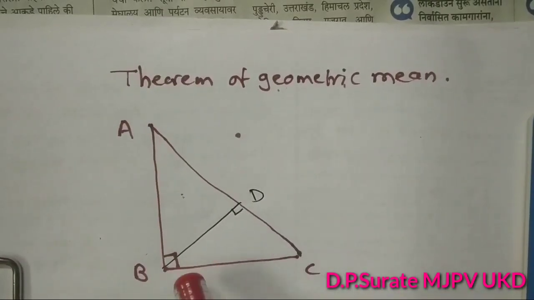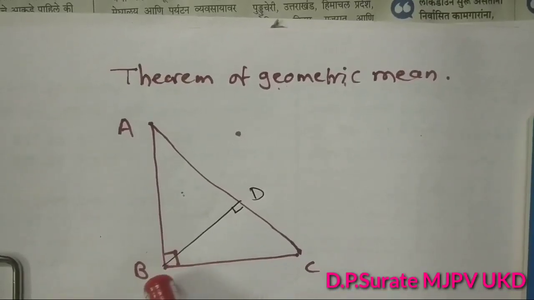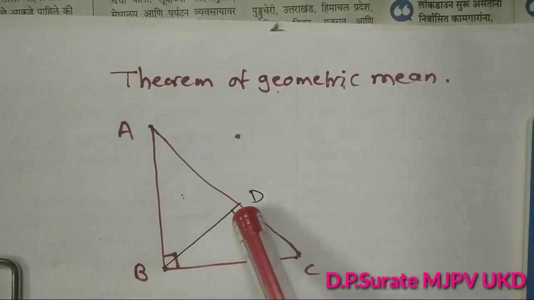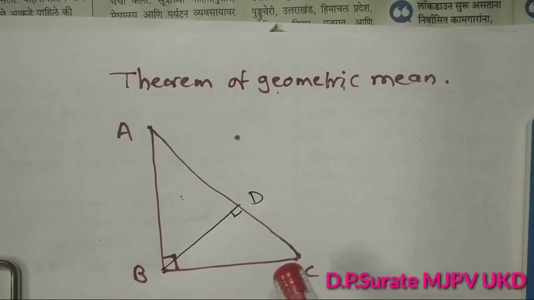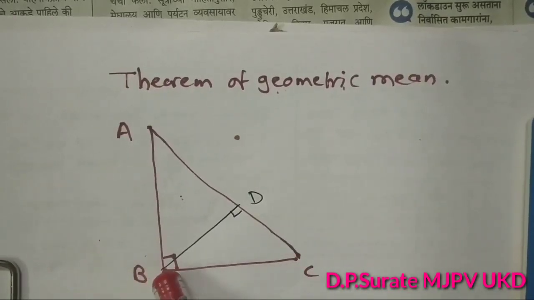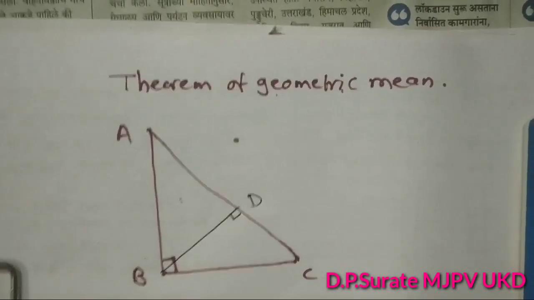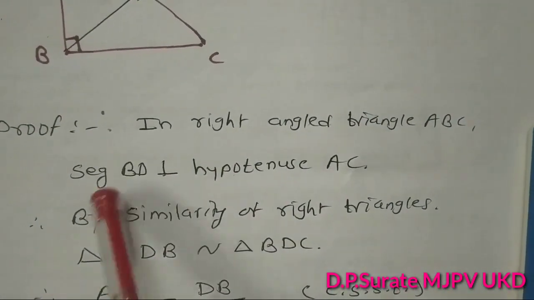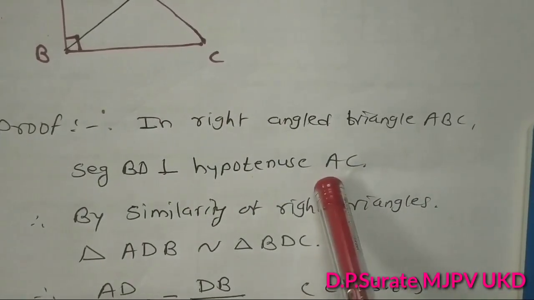ABC. Here B is the vertex of the right angle, that is measure angle B equal to 90 degrees, and we are drawing the perpendicular from this vertex to the hypotenuse, that is seg BD is perpendicular to the hypotenuse AC. Now in triangle ABC, we are taking measure angle B equal to 90 degrees and BD is perpendicular to the hypotenuse AC. Now in this proof, we have to take in right angle triangle ABC, seg BD perpendicular to the hypotenuse AC.